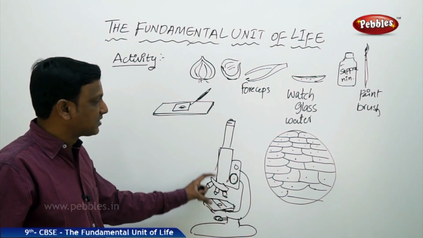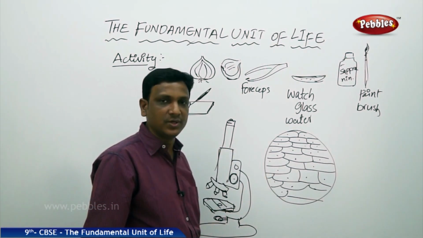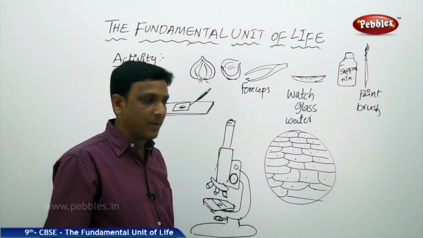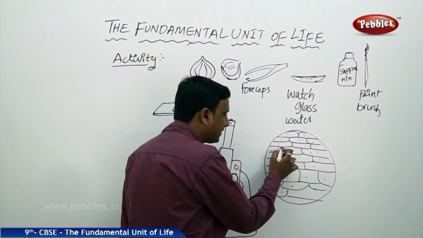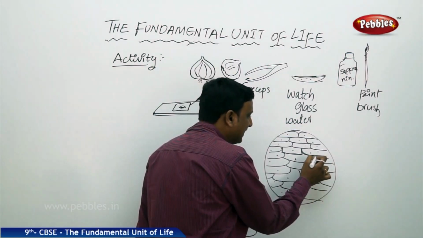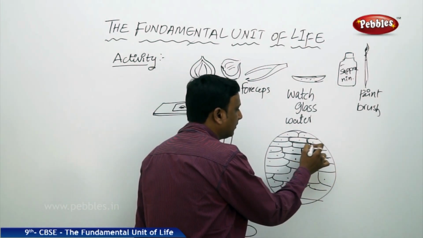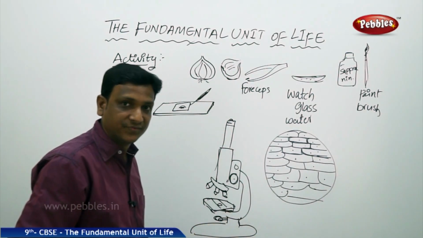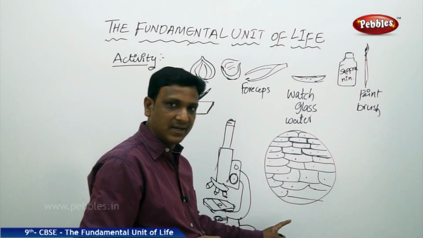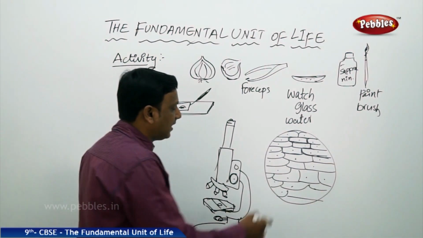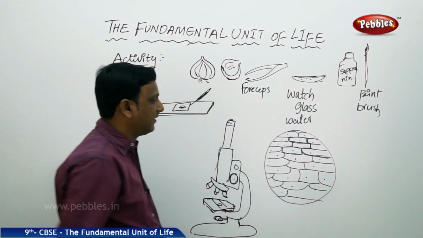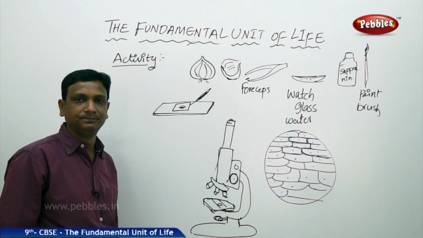If your microscope is of high power, then you will be able to see the nucleus. If it is of low power, you may not be able to see the nucleus, but you will be able to see the clear distinction between cell to cell, that is the cell wall. Because you have added some color, because of the color, you can see the cell walls are red, as we have added safranin. And we can see the brick-like arrangement in the onion peel.